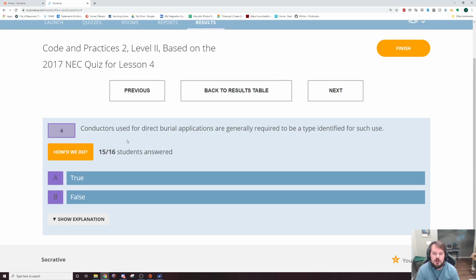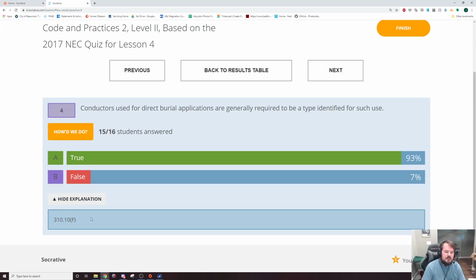Next up, conductors used for direct burial applications are generally required to be a type identified for such use. Yeah, I do 300.5, but maybe not, because 310.10 is installation. Direct burial conductors, 310.10(F) covers that. Figured before I flipped away from this page, I should look at it, because this is covering conductors for general installation.